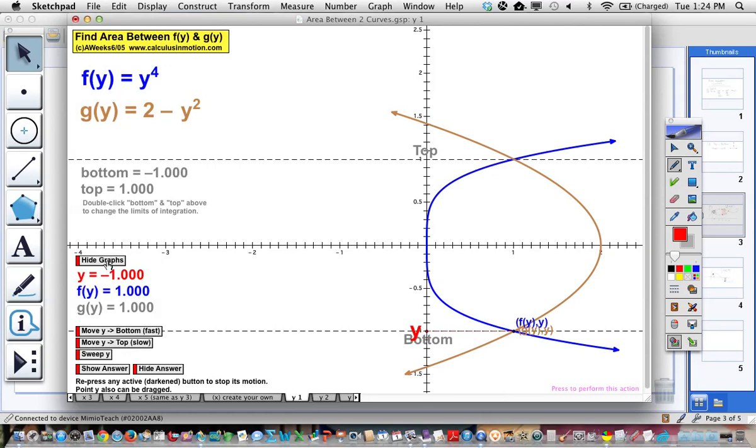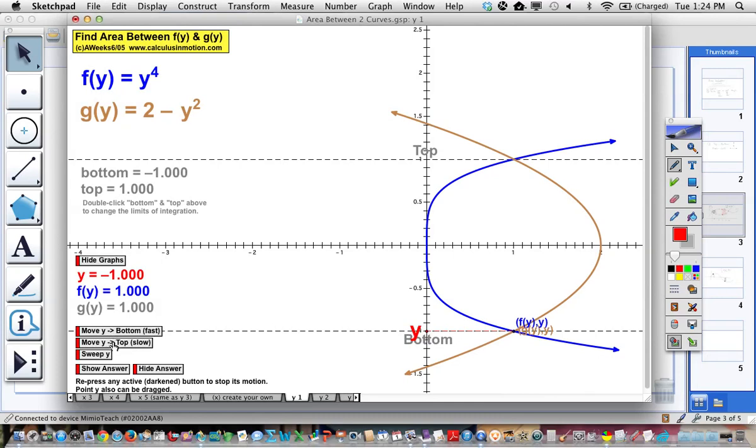So let's type this in just on your calculator screen. So the right x is 2 minus y squared. The left x is y to the 4th. So it's 2 minus y squared minus y to the 4th, and it's going to go from where to where? The strips will fill the space. I think this intersection down here is -1, but that's something you'll be able to find. And this intersection's up here at 1. So the strips will fill the space from -1 up to 1.